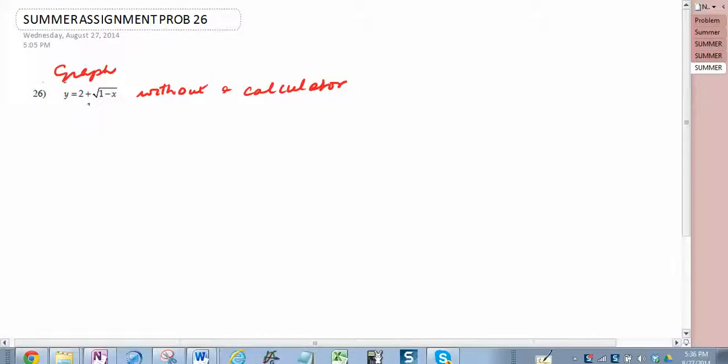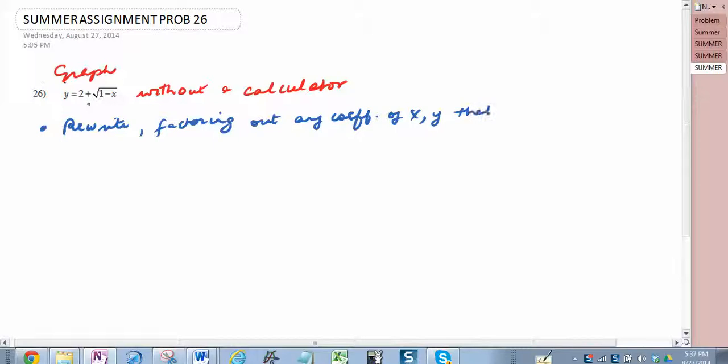You could put in a couple of points to just check that it's reasonably accurate, but the final shape should be predictable using transformations. So let's have a go at this problem. The first step I would do is rewrite the equation, factoring out any coefficient of x or y that is not 1.